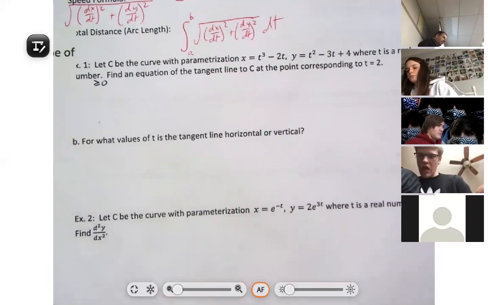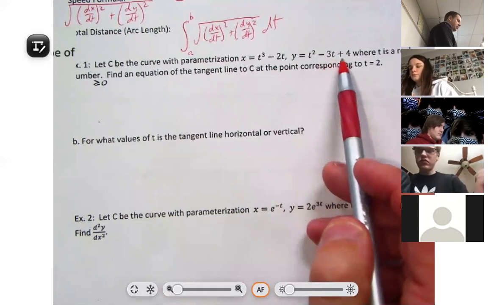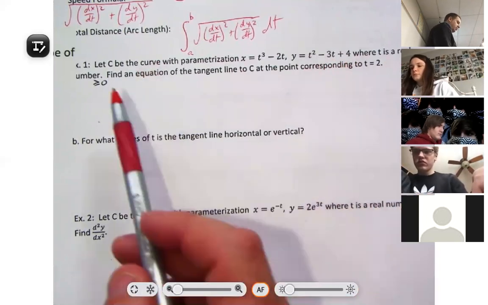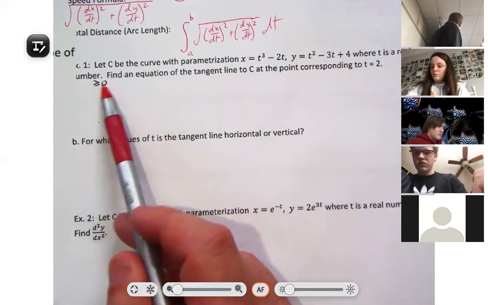It says, let C be the curve with parametrization, x equals t cubed minus 2t and y equals t squared minus 3t plus 4, where t is a real number. I forgot on the notes to put t greater than or equal to 0.